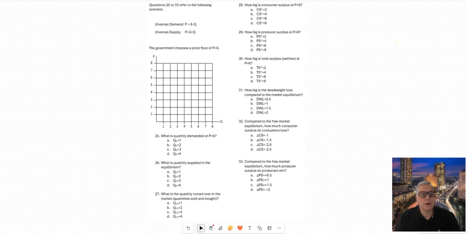Okay, so now in those questions 25 to 33, we have our first market distortion, which is a price floor of 6. But of course, what we need to do first is draw again demand and supply. So in this case, we have our demand function. It goes from 8 to 8. So that would be this one here. The supply function starts at 2 plus Q.